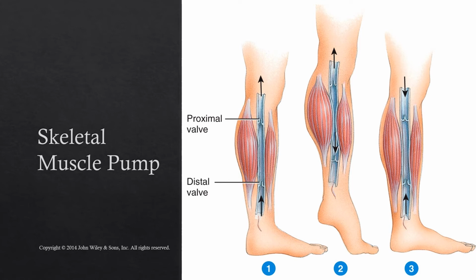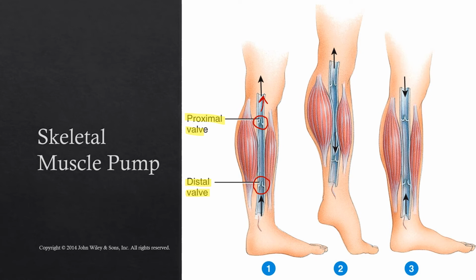So here we have the skeletal muscle pump. When you are standing at rest, you have the venous valve that's closer to the heart, the proximal valve, and the one further from the heart, the distal valve, both going to be open. So you can see these valves here are both open, and we're going to have blood flowing back to the heart.